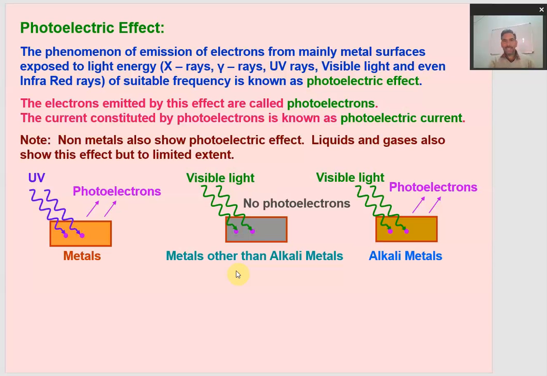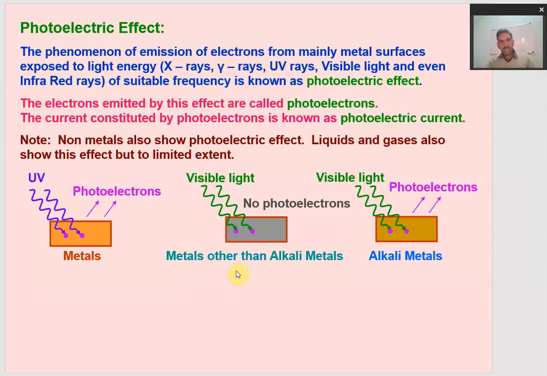So one thing is clear: what the photoelectric effect means. It simply means the ejection or emission of electrons from a metal surface whenever electromagnetic radiation of some certain energy is incident on the metal surface, right? The electrons emitted in this effect are called photoelectrons, and the current constituted by these photoelectrons is called photoelectric current. This is quite simple, there is nothing complicated here.